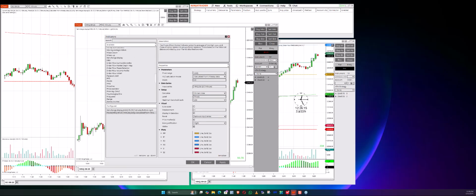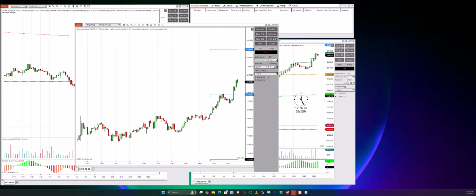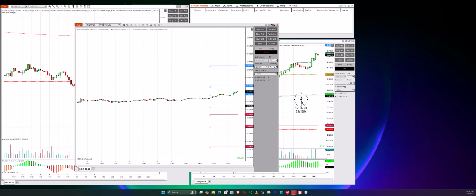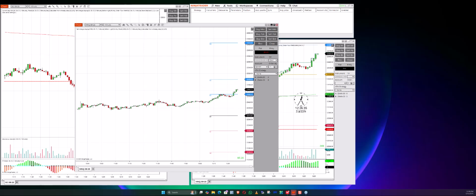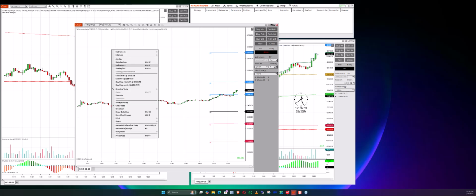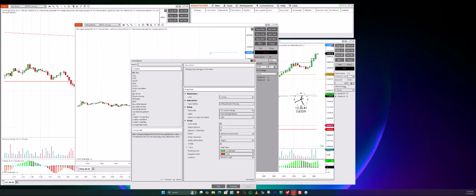The only thing I sometimes do is change the color of a pivot. The PP, which is an important central pivot, I always make it black. Apply it, okay it. And now if I shorten up my chart, scrunch it down a little bit, we see our pivots: R1, R2, R3, S1, S2, S3, and PP. Very important.